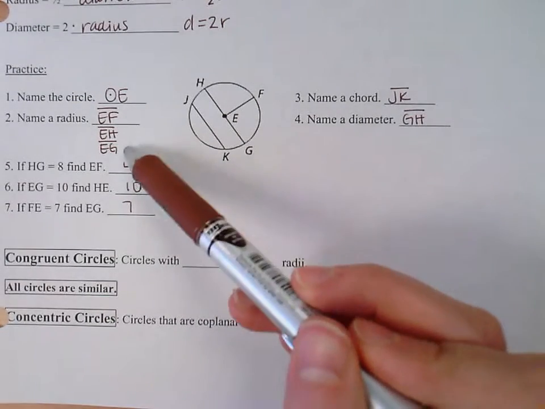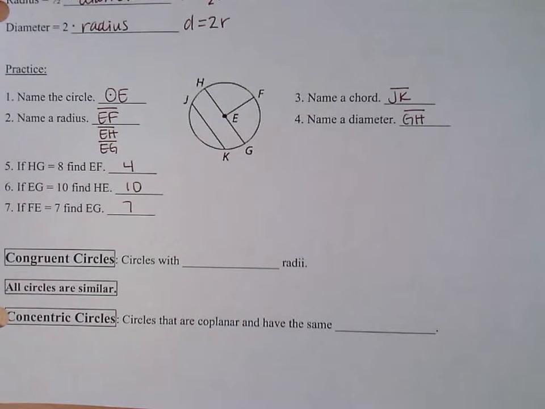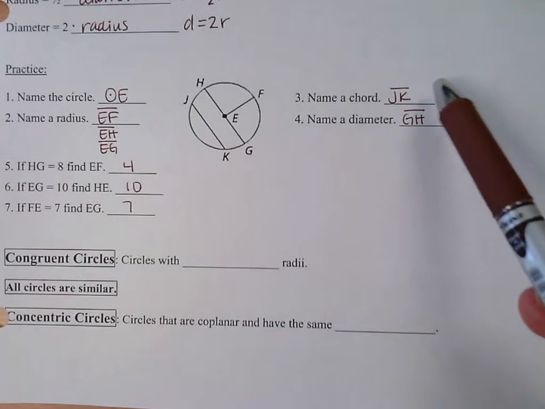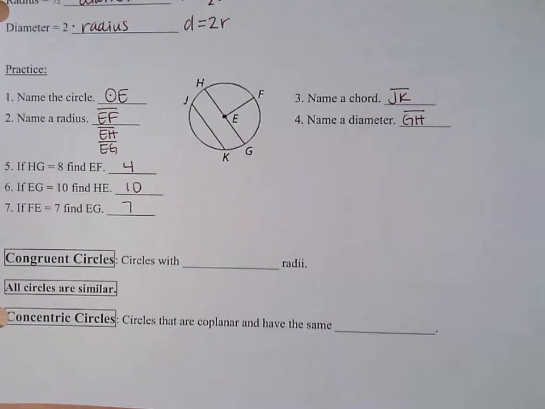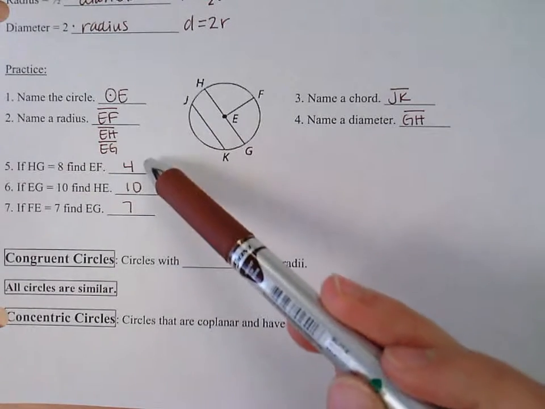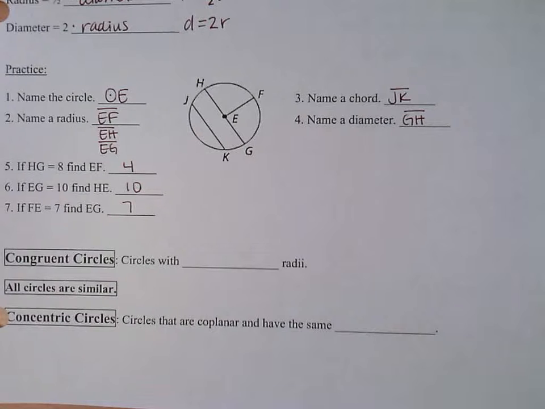So there are 3 radii on that circle. As long as you have one of them, it's fine. And again, if you have the endpoint switched around, that's fine too. JK is the only chord. GH is the only diameter actually drawn on there. And then the answers to 5 through 7. Any questions on those?